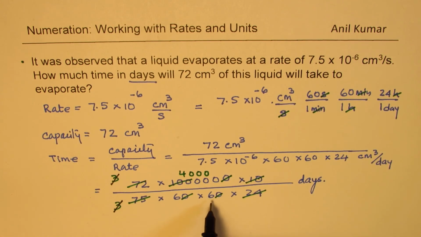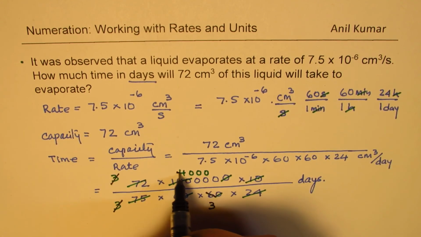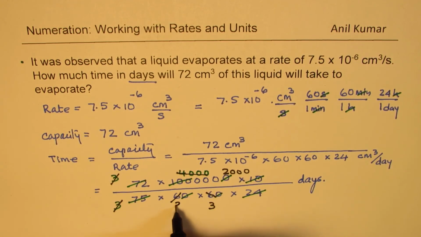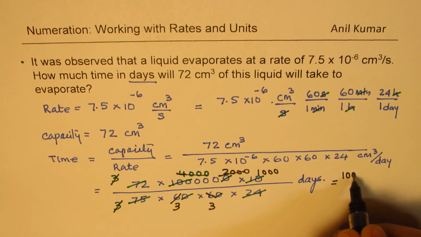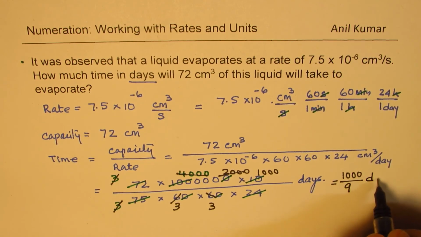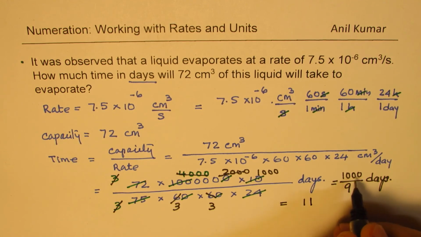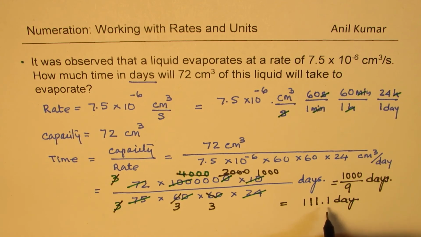Now, we could divide this by 6 and 2. By 2 we could divide both. If I do that, we get 3 here, and by 2 we get 2000. Now again, we could divide this by 2. We get 3 here, and we get 1000. So what we get here is 1000 divided by 9 days, which is equal to 111.1 days. So we can say 111 days. That becomes our answer for the given question.